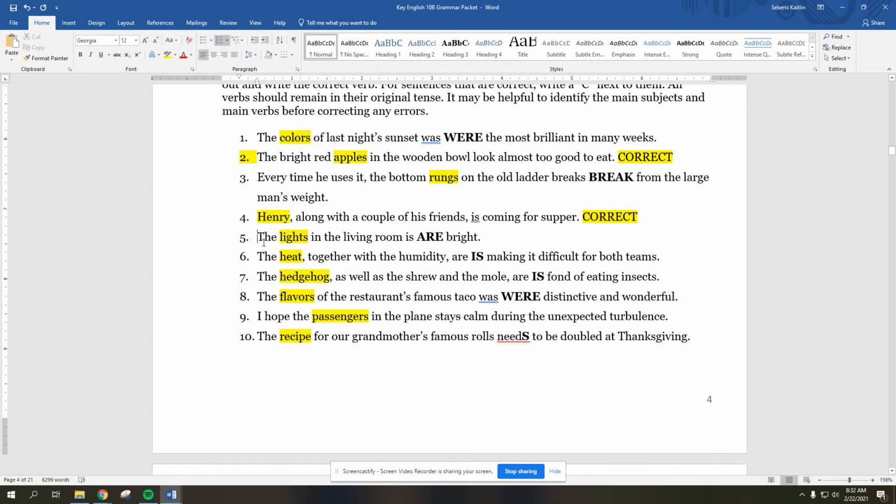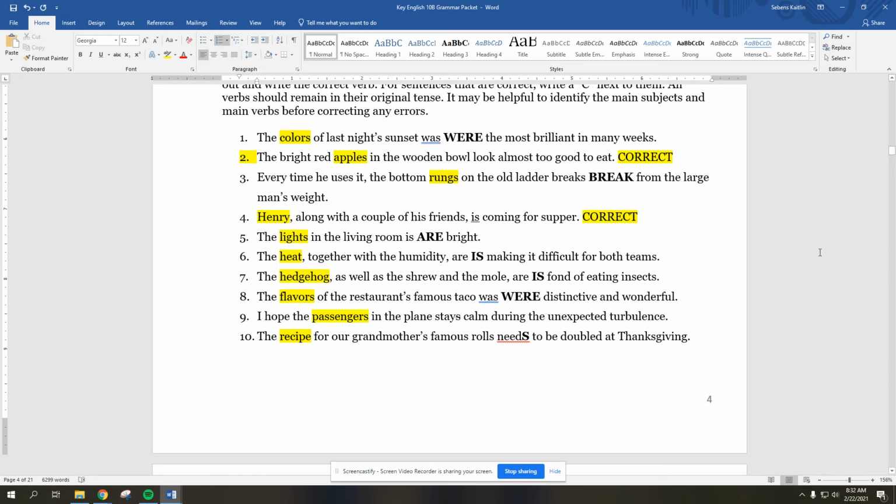5, the lights in the living room are bright. Lights are bright. 6, the heat together with the humidity is making it difficult for both teams. Heat is making it difficult. Again, notice the 2 commas separating out the dependent clause. Just remove it. Forget about it. Heat is making.